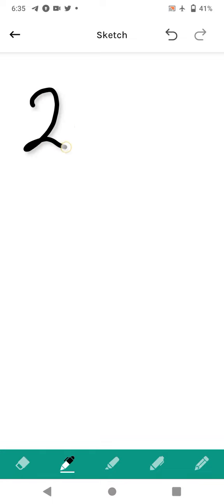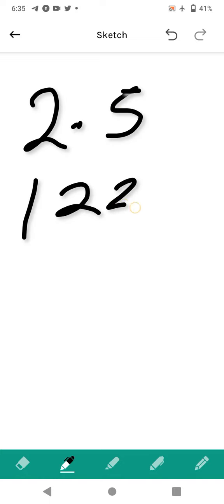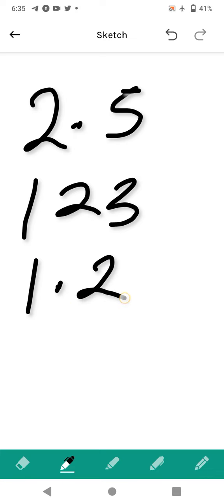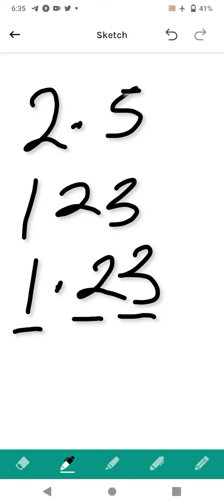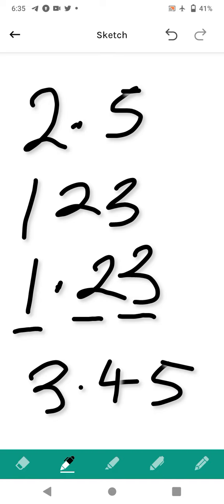Like we have 2.5, that's a decimal number. 1, 2, 3 is not a decimal number, it's a whole number. But when you have a point in between the digits, we call it a decimal number. Well, the decimal number here is actually 2 and 3, while 1 is a whole number, of course. So in this case, 3.45 has 2 decimal places.